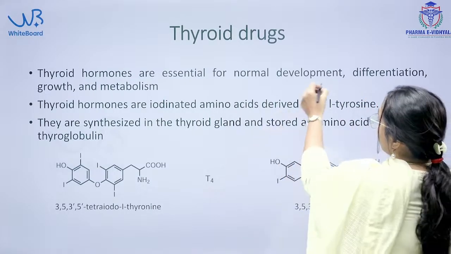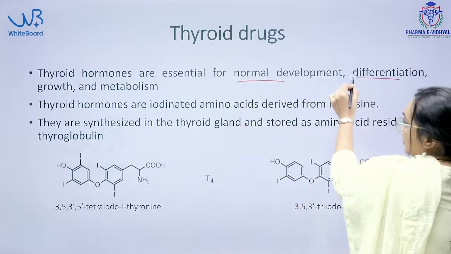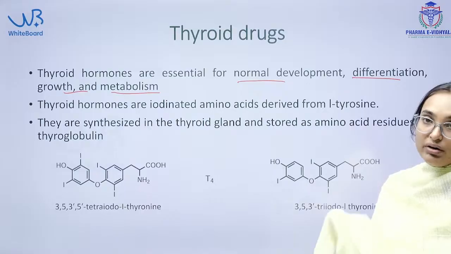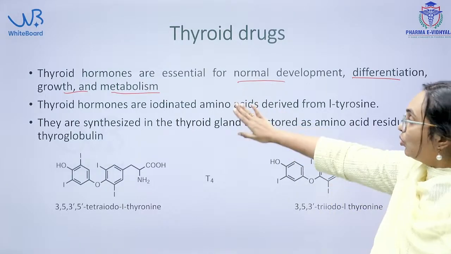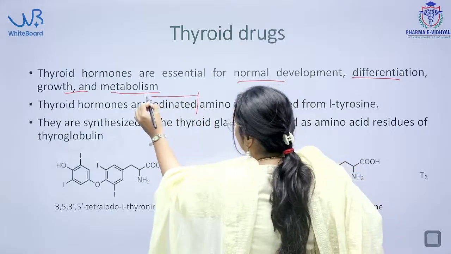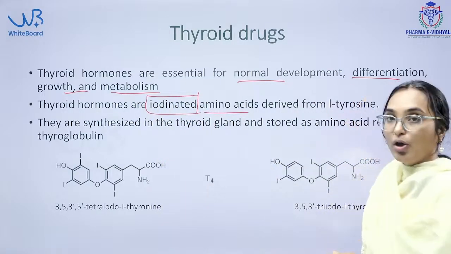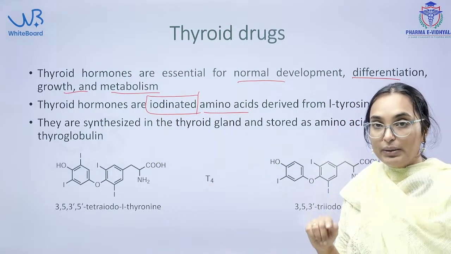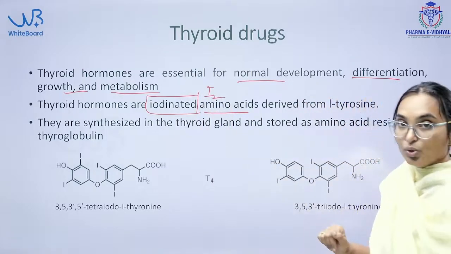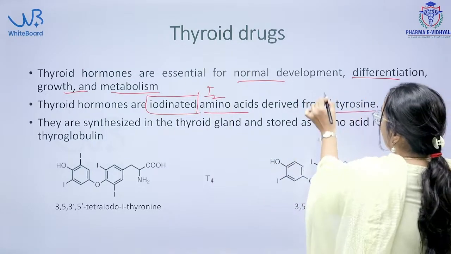These are useful for normal development, differentiation, growth and metabolism. The thyroid hormones are very, very important for metabolism, growth and development. These are iodinated amino acids. So, thyroid hormones consist of the important element iodine. These are iodinated amino acids derived from L-tyrosine.